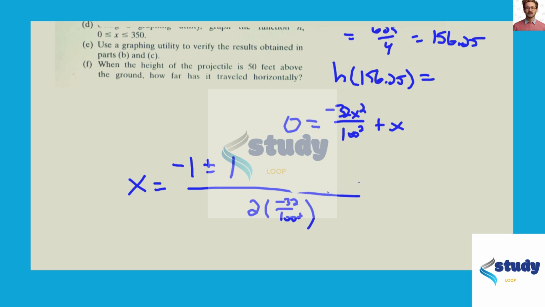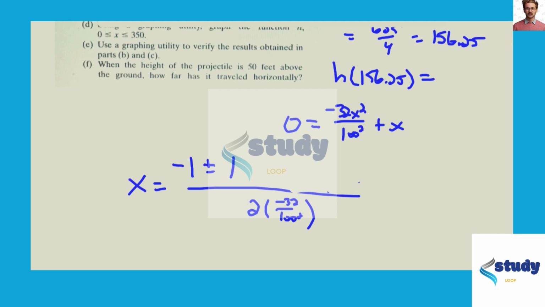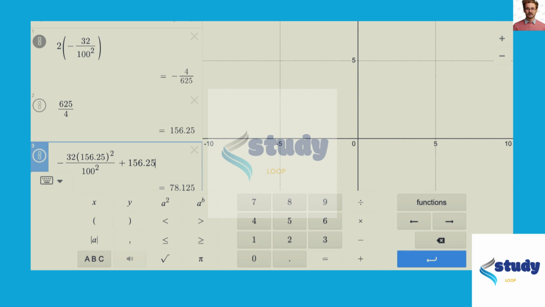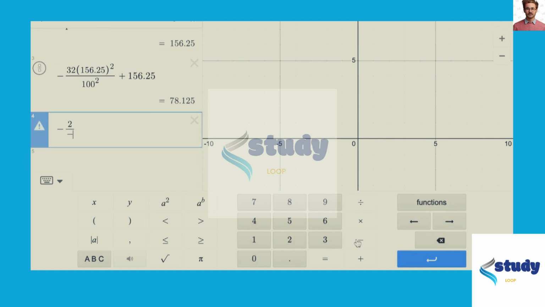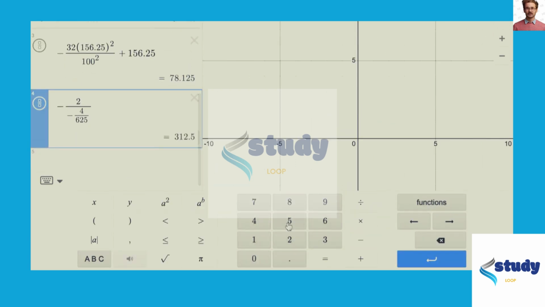And again, 2 times negative 32 over 100 squared is negative 4 over 625. And so we have negative 1 plus 1, which is 0, or negative 2 over negative 4 over 625, and negative 2 over negative 4 over 625 is 312.5.